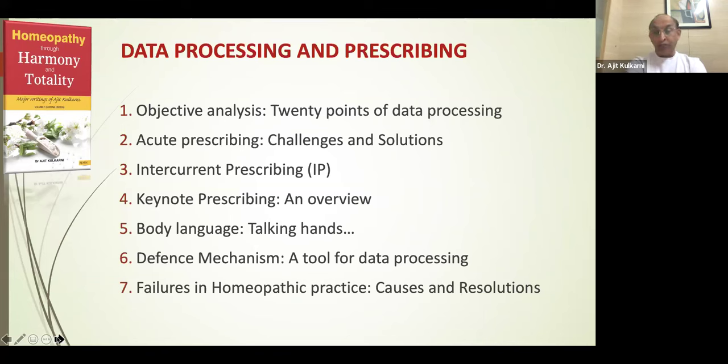Defense mechanism, this is an article written by one of my close friends from Moscow, Dr. Alexander Martushev, where he has presented more than 13 defense mechanisms and their correlation with homeopathy. And then there is a big chapter on failures in homeopathy practice, causes and resolutions.